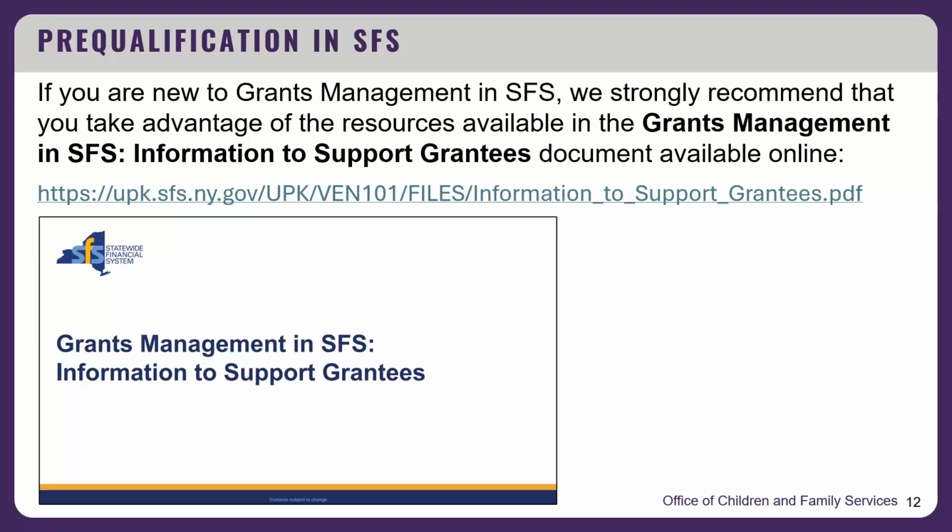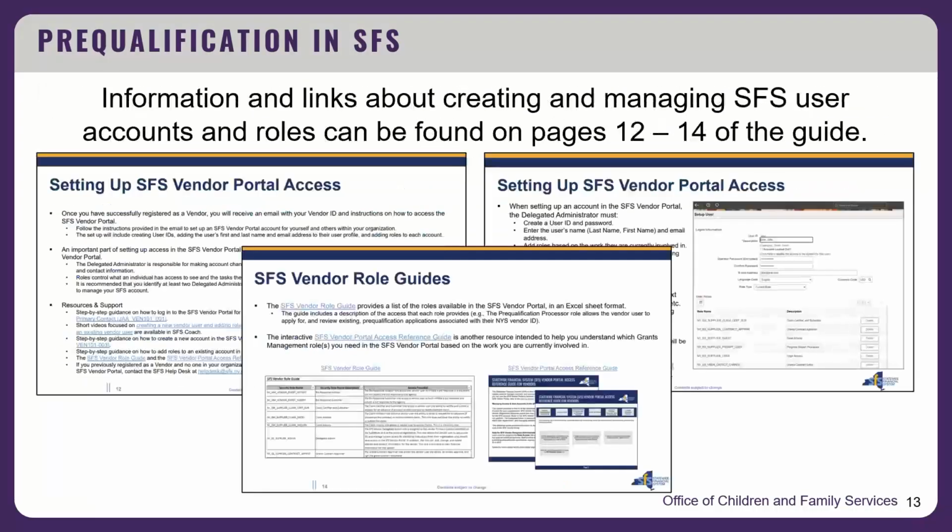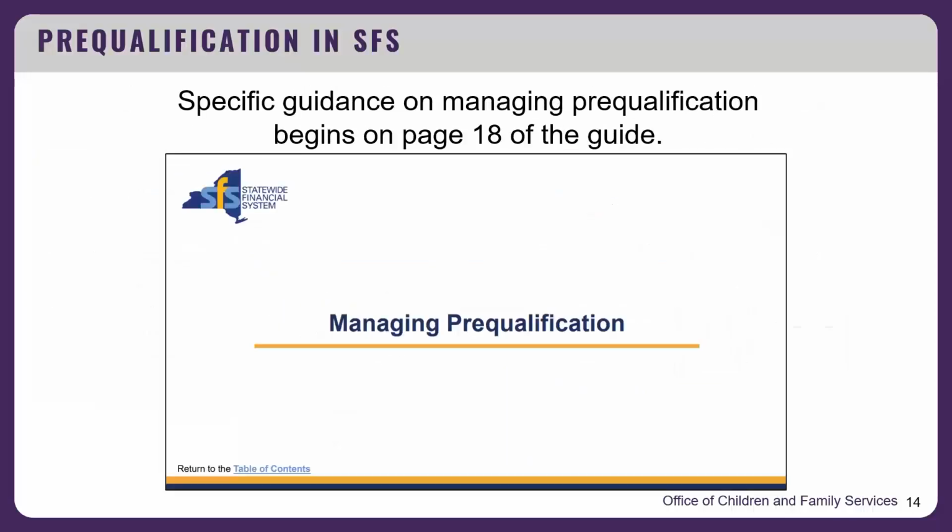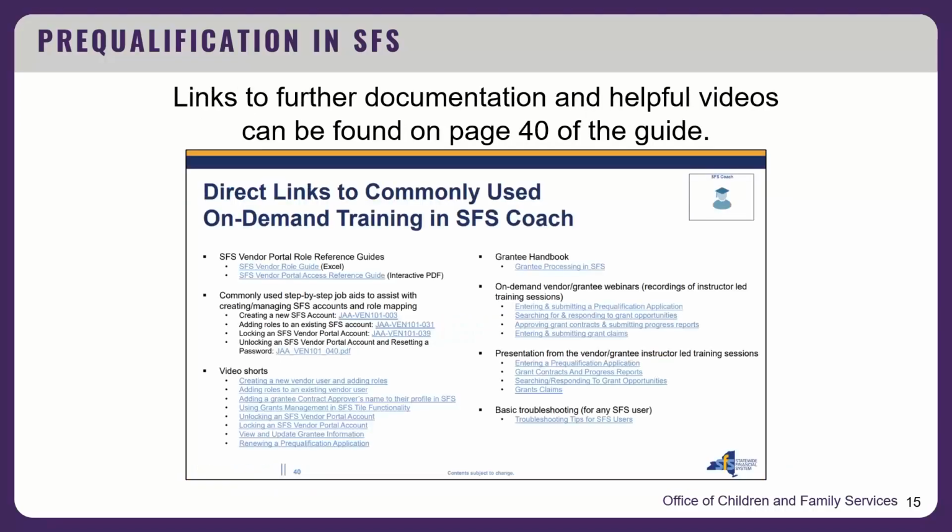We strongly recommend you take advantage of the resources available in the guide shown here, information to support grantees. This is available at the address shown on the slide. Information and links about creating and managing SFS user accounts and roles can be found on pages 12 through 14 of the guide. Specific guidance on managing pre-qualification begins on page 18 of the guide. And links to further documentation and helpful videos can be found on page 40 of the guide.